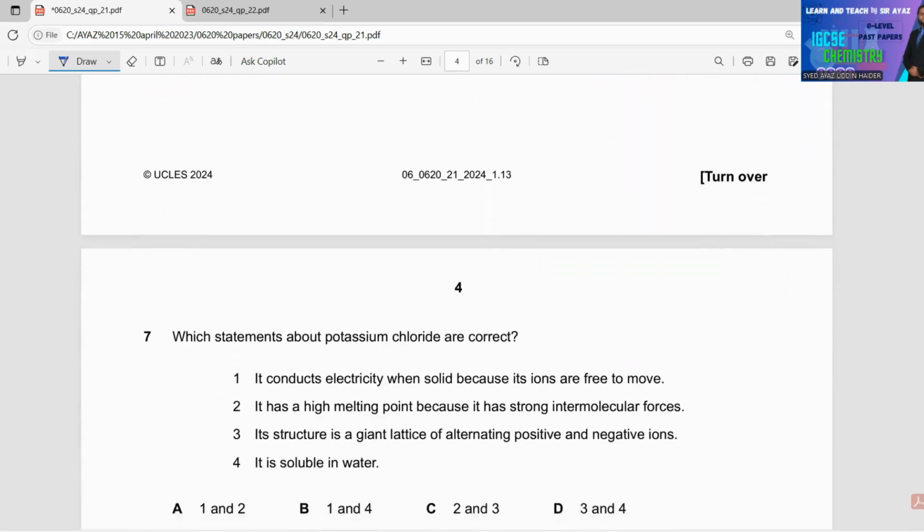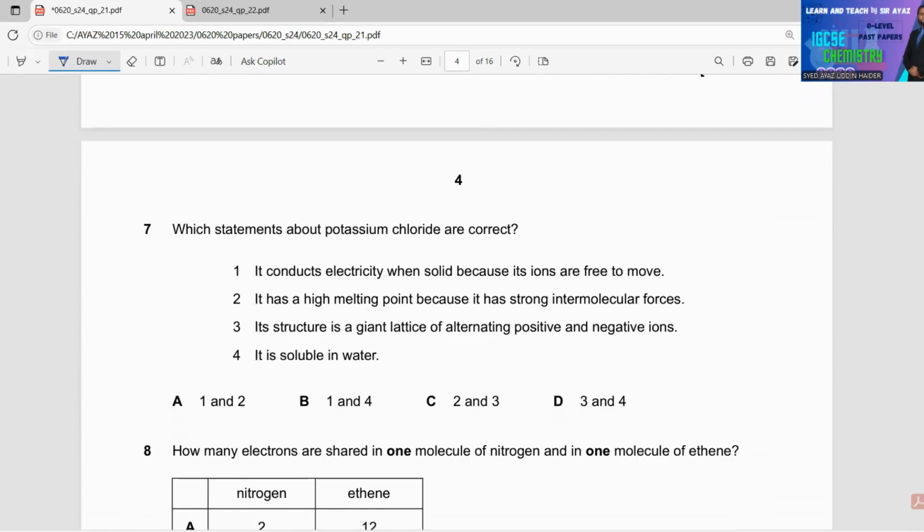Moving to the next question, which is 7. Which statements about potassium chloride are correct? Potassium chloride is an ionic compound. Potassium is a metal, chlorine is a non-metal. The compound formed between these two must be ionic.